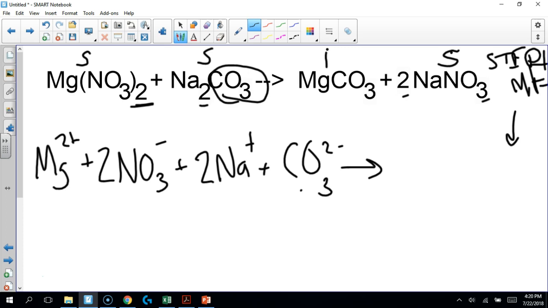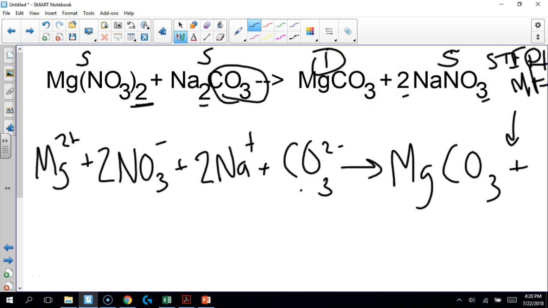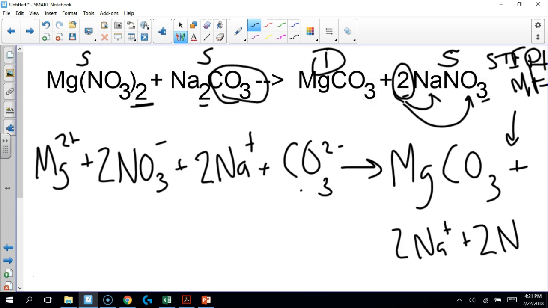And that reacts to form MgCO3. Why didn't I split that up? Right, because it's insoluble. Insoluble things don't get split up. Plus, and now this 2 out in front means there's 2 of everything in this thing. So there's 2 Na plus, 2 NO3 minus. Whew. That's a pain in the neck. It's hard. There's a lot going on here. Okay, but now we have our TIE. This is our TIE, the total ionic equation.